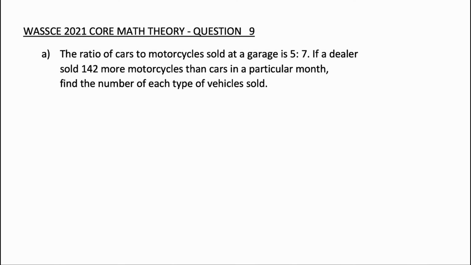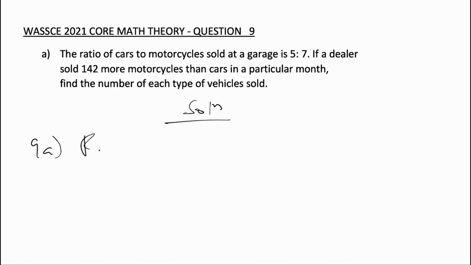So we'll begin with question 9a. The ratio of cars to motorcycles sold at a garage is 5:7. If a dealer sold 142 more motorcycles than cars in a particular month, find the number of each type of vehicle sold. So let's begin with a solution for question 9.